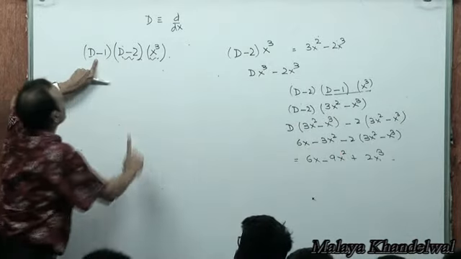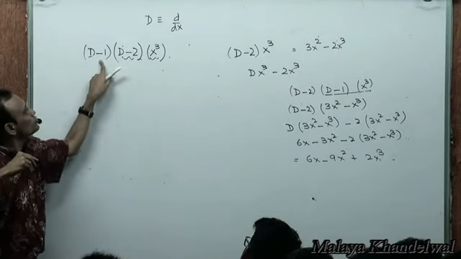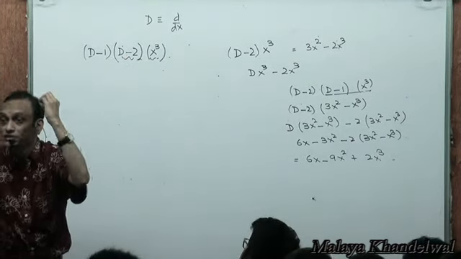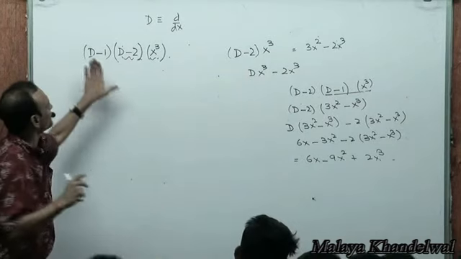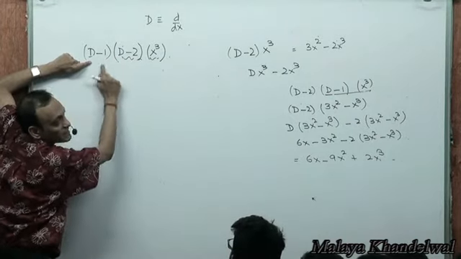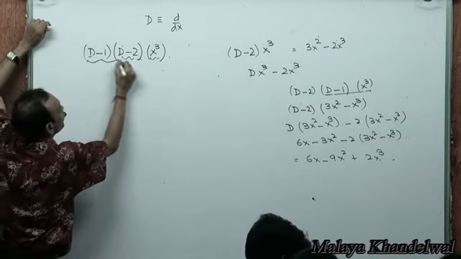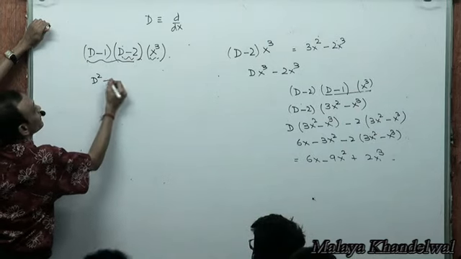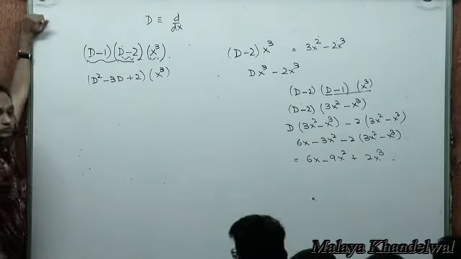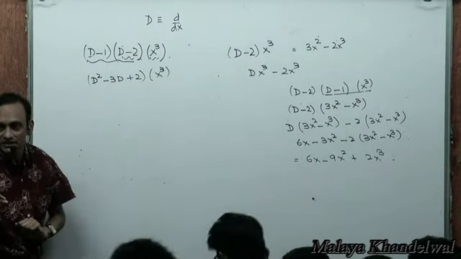Think of this for a moment, and please understand everything that I'm saying. For a moment, imagine this to be an algebraic product. Imagine D to be an algebraic number instead of an operator. Instead of an operator, imagine D to be just an algebraic entity. Right? And think of multiplying these two like you multiply algebraic polynomials. Then what is this? This is D squared minus 3D plus 2 acting on x cube. Yes or no? Mentally imagine this and see what transpires.